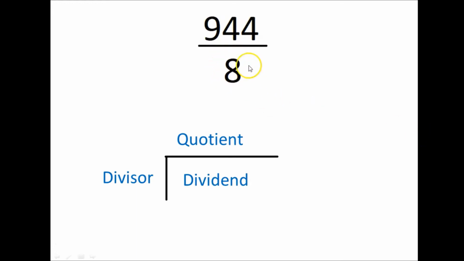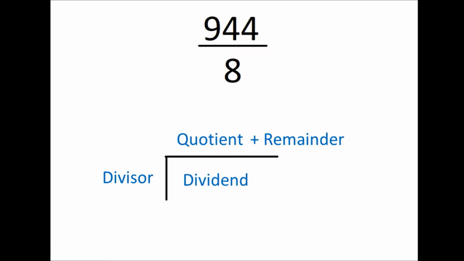This denominator right here, the 8, is going to be called the divisor, and the numerator right here, the 944, is going to be the dividend. When we divide it out, we're going to have the quotient, and sometimes the dividend doesn't go in evenly, so we're going to have this thing called the remainder, so we'll add the remainder part of it.